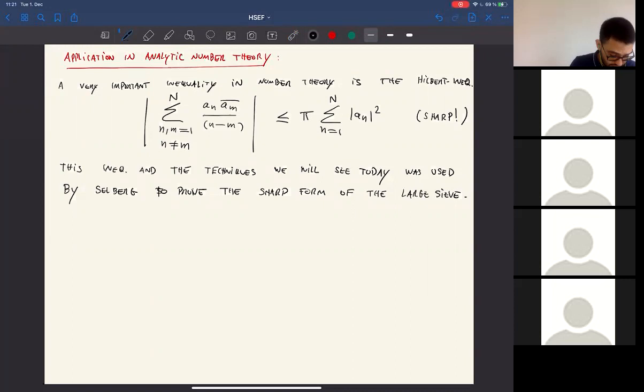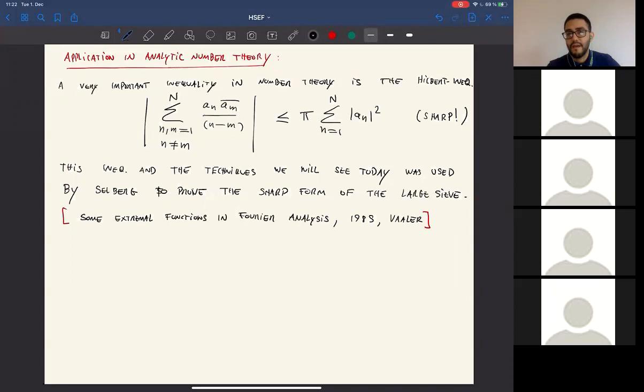And if you want to know more about this, I will give you a reference. It's a paper called Some Extremal Functions in Fourier Analysis. This is a paper from 1985 of Jeffrey Vaaler. The introduction explains several ways of using this kind of stuff that I will talk about today in other areas of number theory.